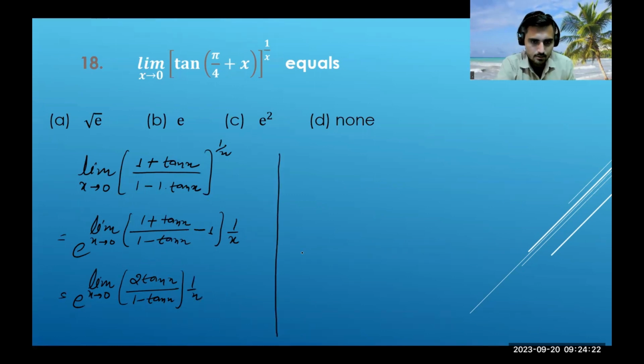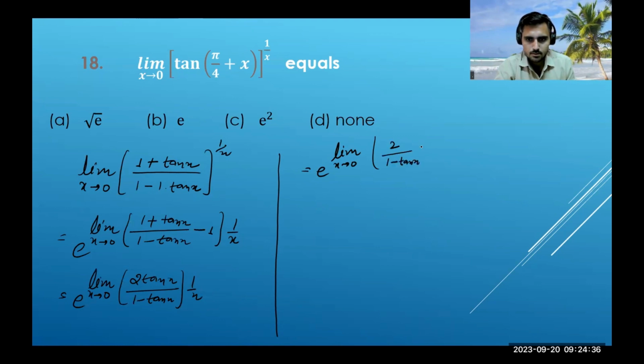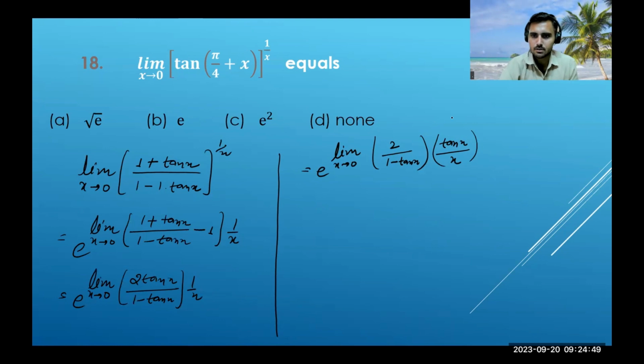Now look at e raised to the power, x tends to 0. We'll write it in this form: 2 upon 1 minus tan x, and we'll write tan x separately as tan x upon x. We know that for limit x tends to 0, the function tan x upon x will give us 1, right? That's why we have written this separately. And now we have 2 upon 1 minus tan x, right?